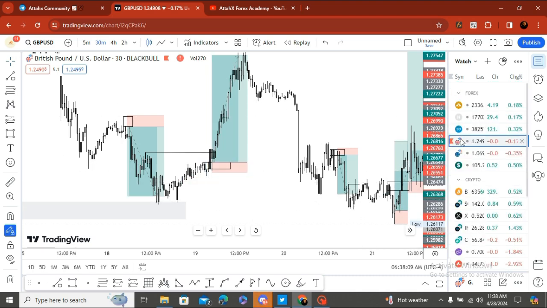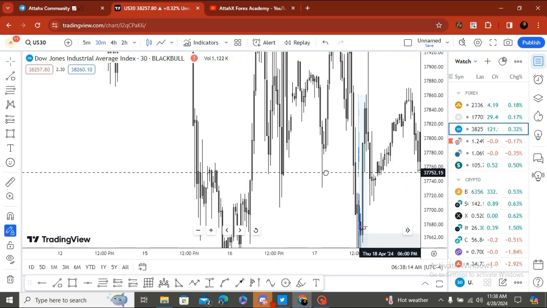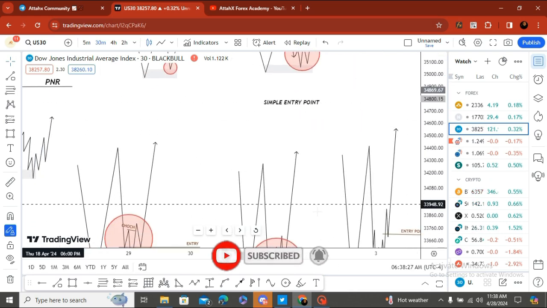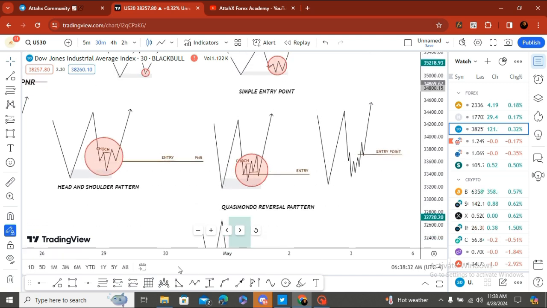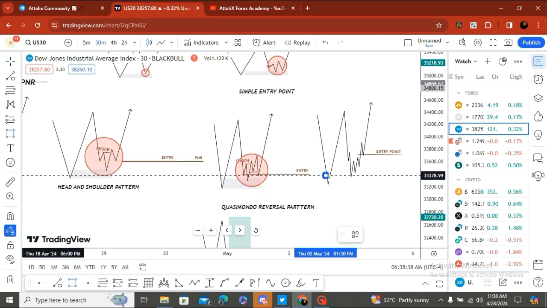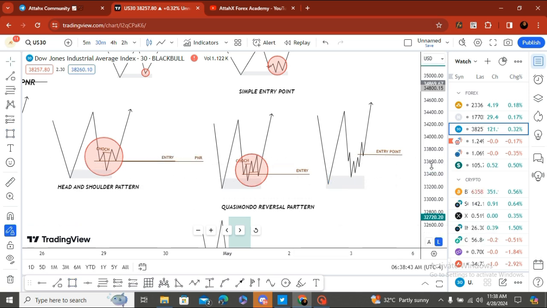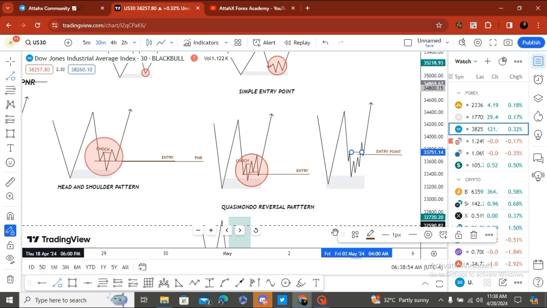So it's as simple as that, right? I'm still going to show you some trade examples on how I use most of these simple entry points as a confirmation to my trade projection, right? So this is the demand zone. And then this is your change of character.